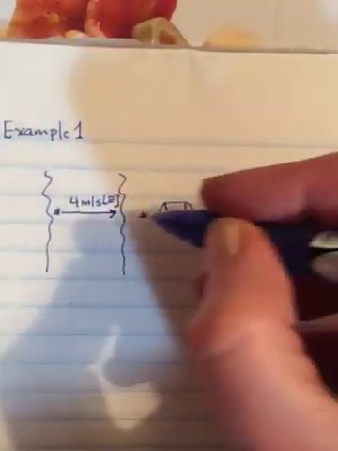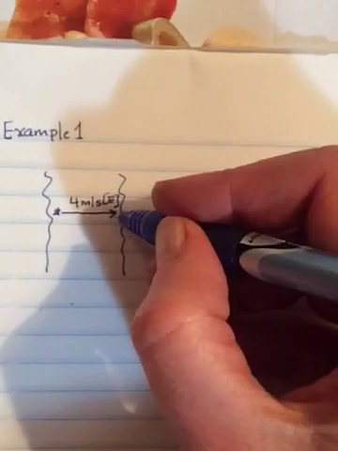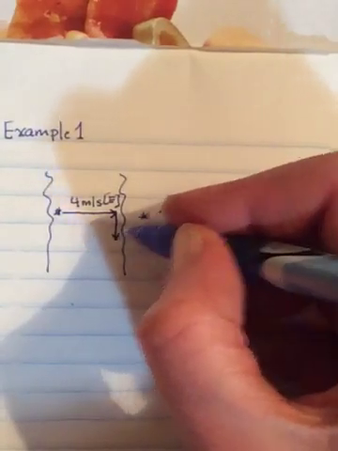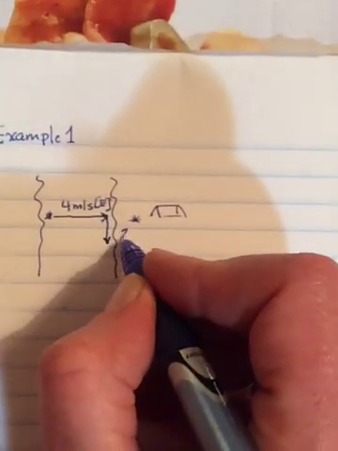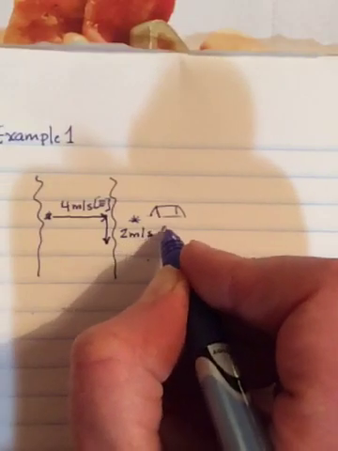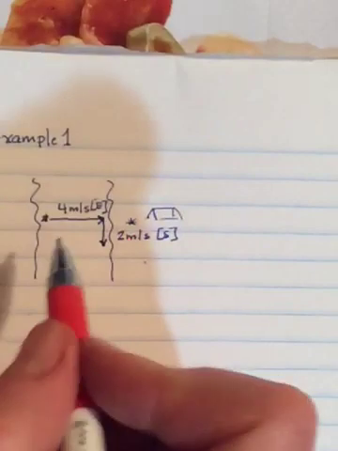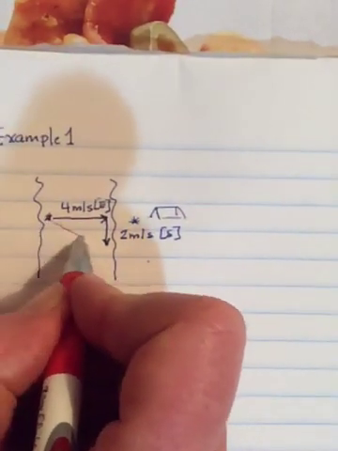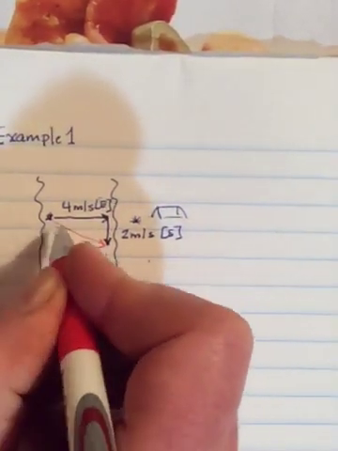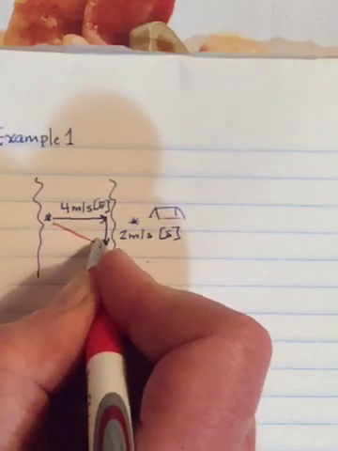The problem is the river has a current and it's flowing south. So the river's current is 2 meters per second south. And what that means is you're not going to end up at the campsite. You're going to end up down here. And we can find this by just doing Pythagorean theorem.